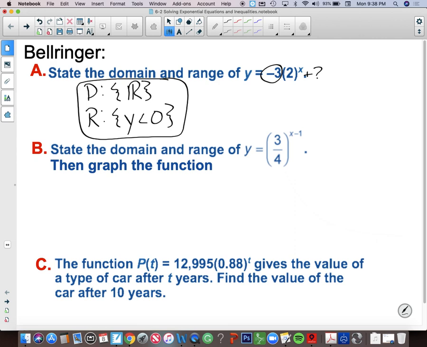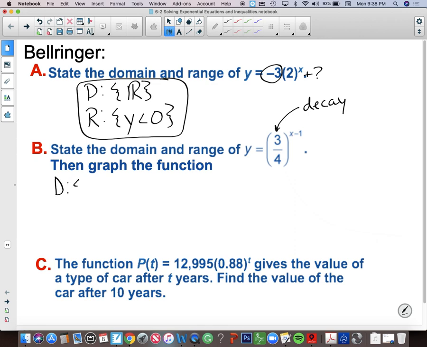Second one here, we're going to state the domain and range and then graph it. Okay, so let's just kind of throw a random question in here. Is this going to be a growth function or decay function? What did I say about having a fraction inside it as a base? So that's decay. That doesn't really affect our domain and range, just kind of a question to throw in there.